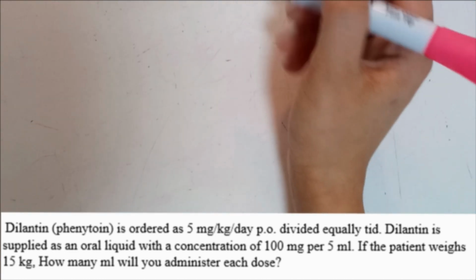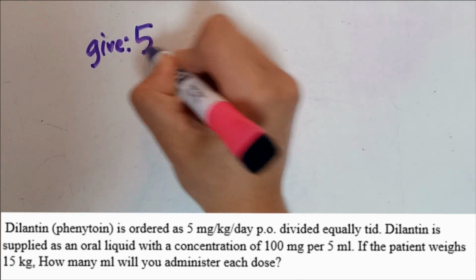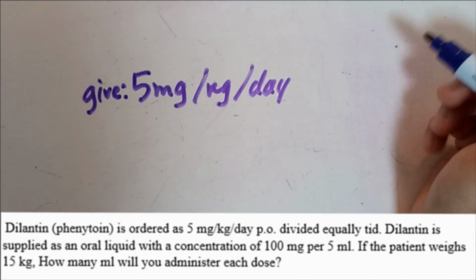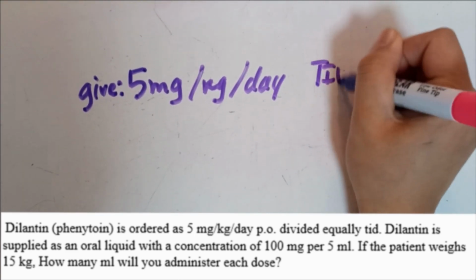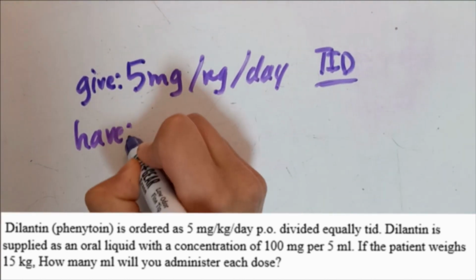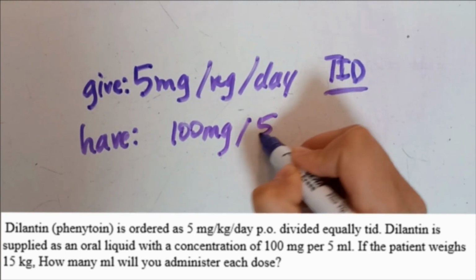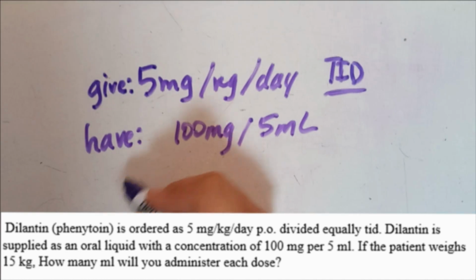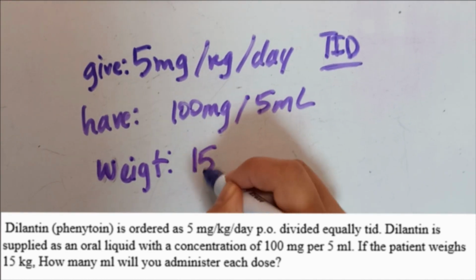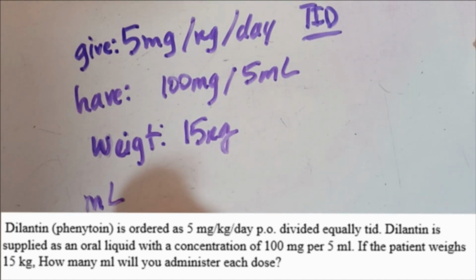Okay, so it says we were ordered to give 5 milligrams per kilogram per day, 3 times daily. Okay, this is important. Okay, we have 100 milligrams and 5 milliliters. Okay, the weight is 15 kilograms. And we want to know milliliters per dose.